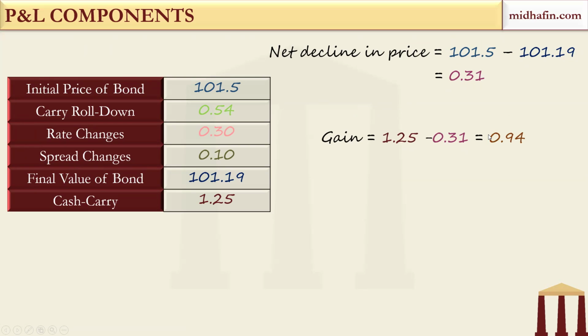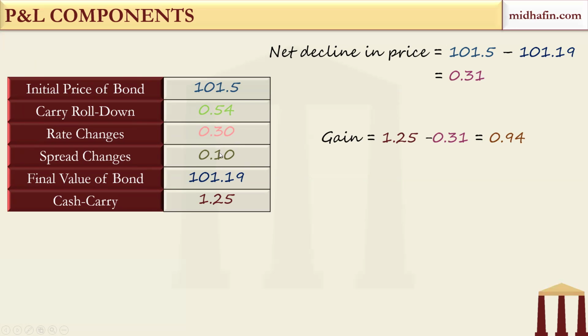Now this is my net gain. What I have done is that I have factored this net gain into component gains. So out of 0.94, how much I have earned just because of the change in time to maturity? That is $0.54. Again, out of this $0.94 that I have earned, how much I have earned because of the changes in the rates only? That is $0.30. And then finally, out of $0.94, how much I have earned because of the spread changes? It is $0.10.